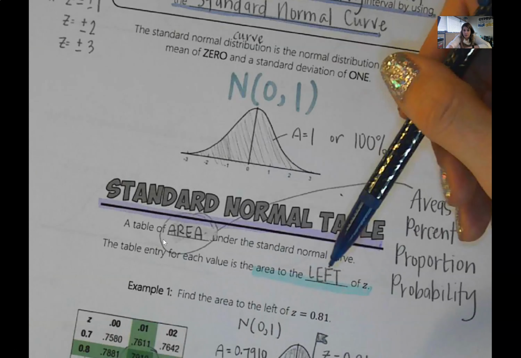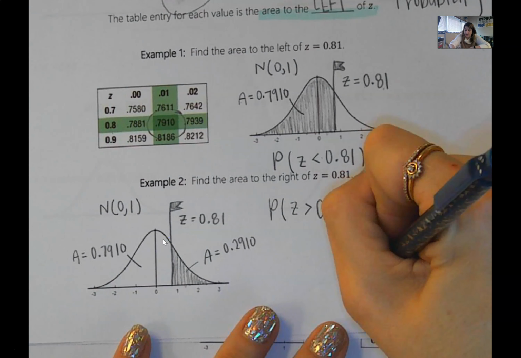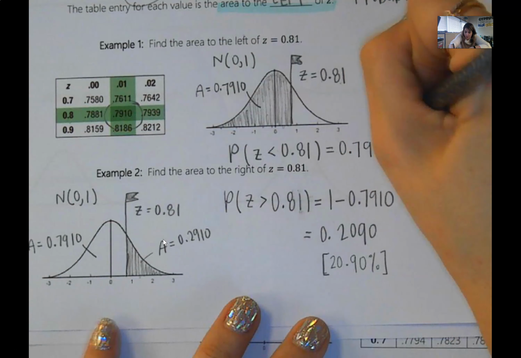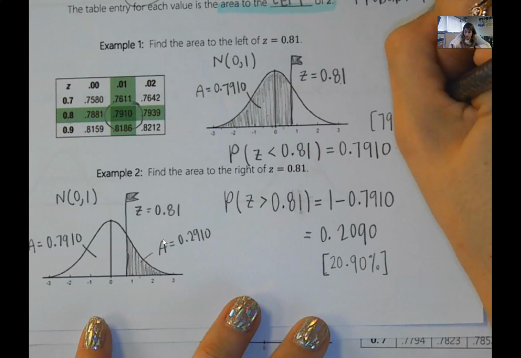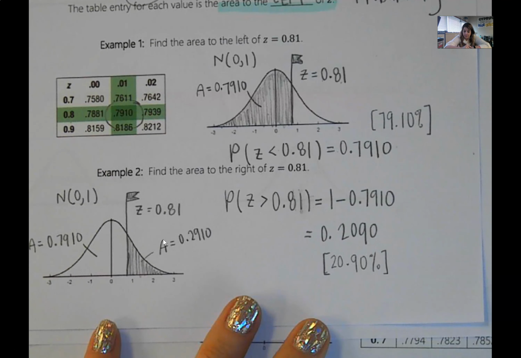If you wanted to convert this to percent, you would say 20.90% of the data is greater than 0.81 standard deviations. This is 79.10, so 79% of the data is less than 0.81 standard deviations. You do not have to write these percents. I'm just showing you what these percents would equal.